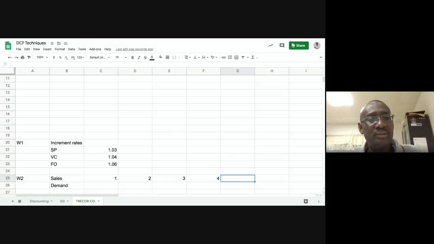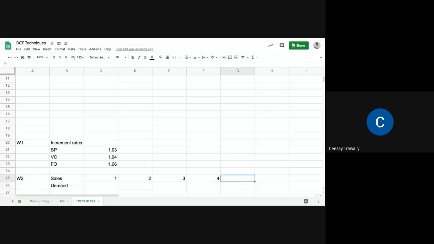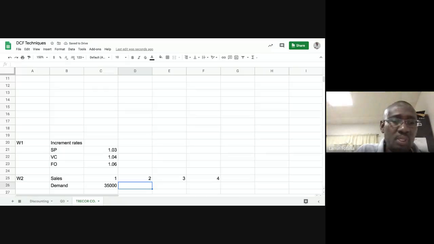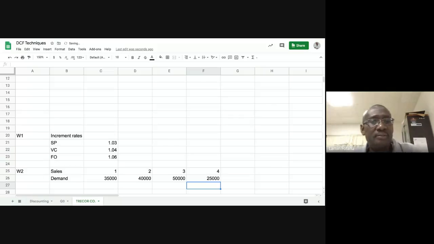Am I making sense? Yeah. Okay, good. So the sales demand is in units. The first one is 35,000. The second year is 40,000. The third year is 50,000. And the fourth year is 25,000.